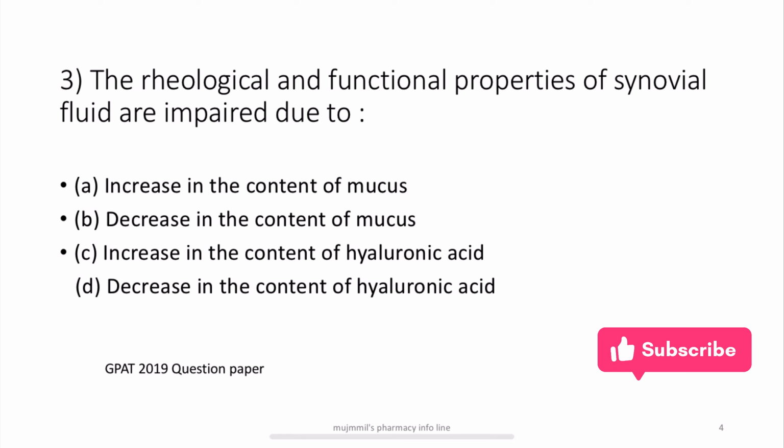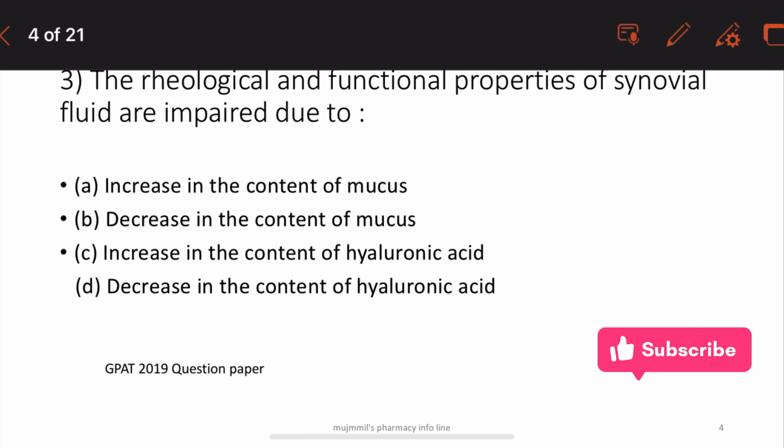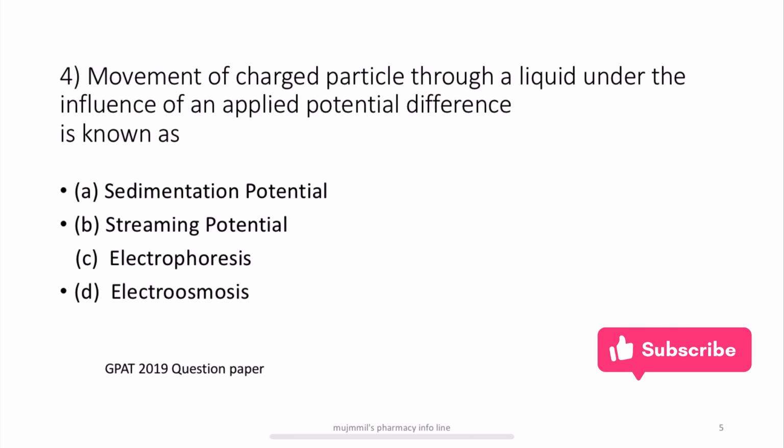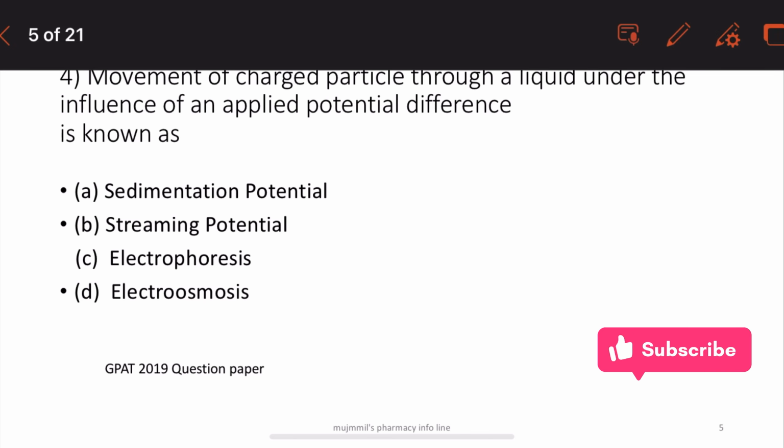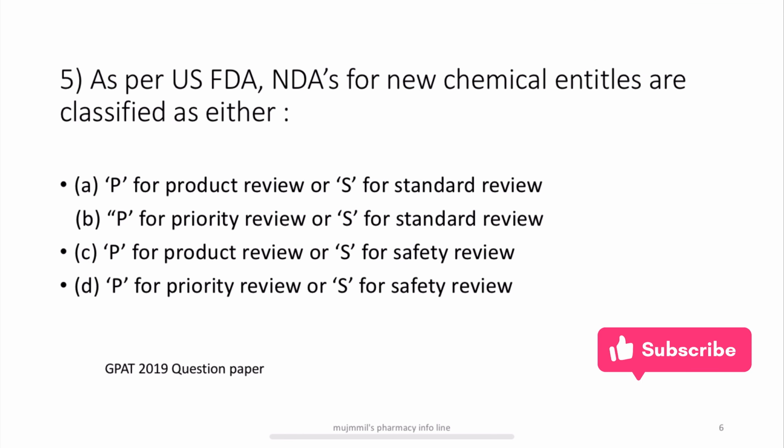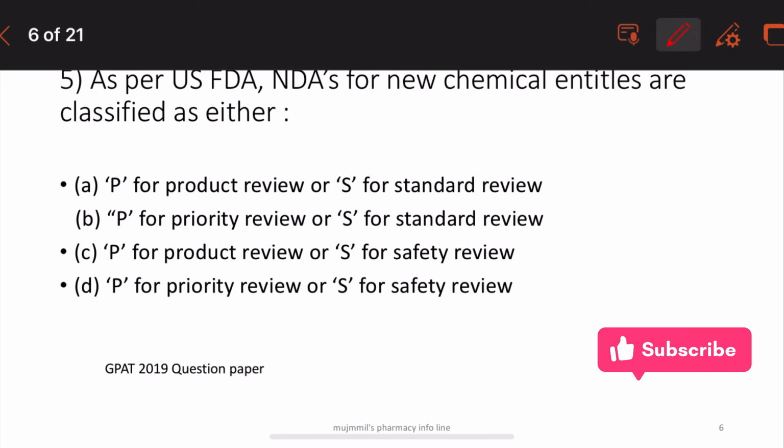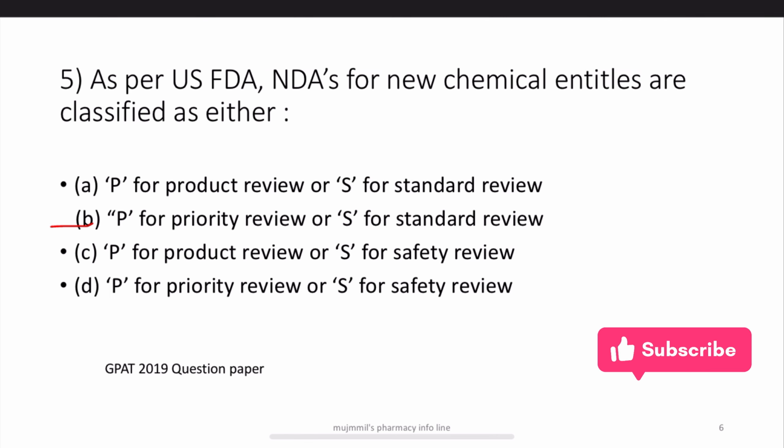The rheological and functional properties of synovial fluid are impaired due to, the correct answer is option D, decrease in the content of hyaluronic acid. Movement of charged particle through a liquid under the influence of applied potential difference is known as, the correct answer is option C, electrophoresis. As per US FDA, NDAs for new chemical entities are classified as either, the correct answer is option B, P for priority review or S for standard review.